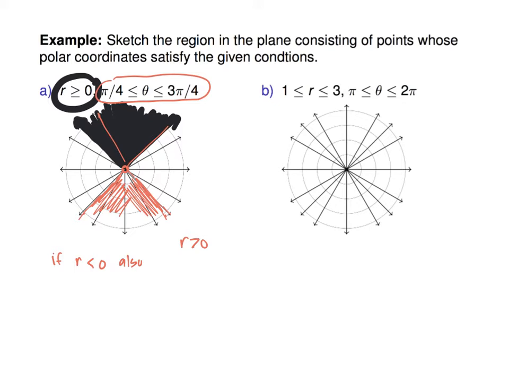Okay. r between 1 and 3, and theta between pi and 2 pi. So I think that's, oops, there's r equals 1. There's r equals 3. And I think this is like a bundt cake.